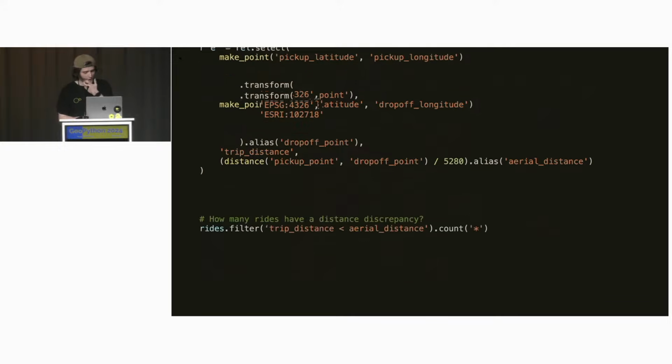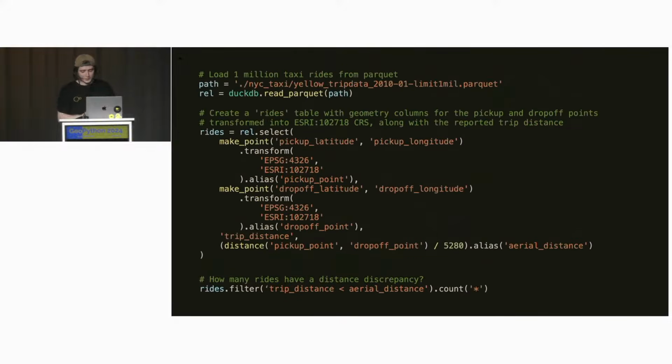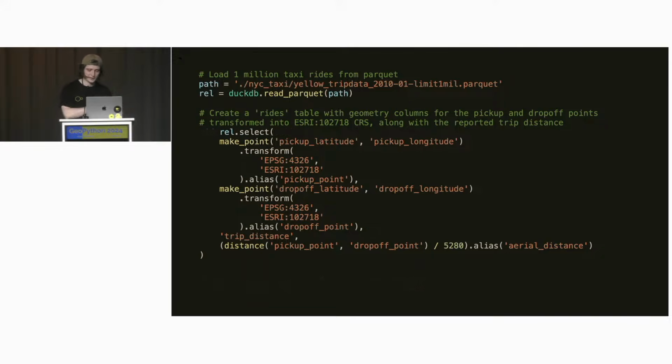So if we count that, it's going to tell us 65,000, right? So for 1 million rides, this is a pretty dirty data set, I'd say. Now, instead of computing this count, I'm actually going to turn this back into a table producing relation, but injecting the filter instead. So we now have created this cleaned, or a little bit cleaned at least, rides data set.